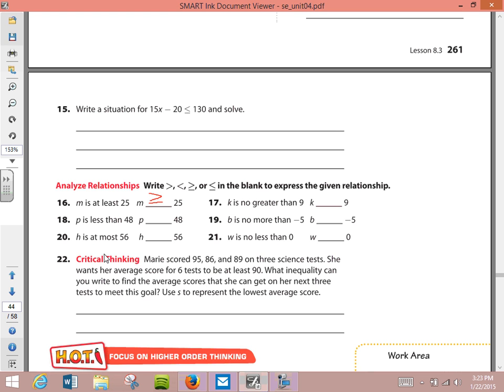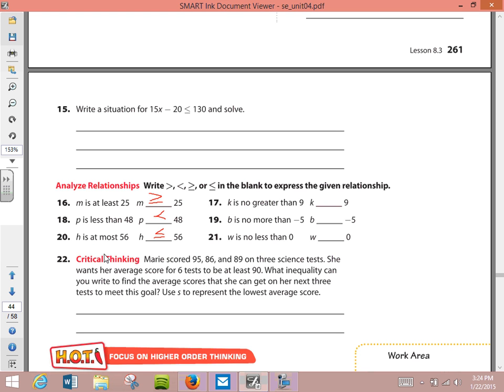The next one is, that's true. K is no. P is less than 48. That's easy. It's just less than. H is at most 56. At most 56. That's less than or equal to. Less than or equal to, right? It cannot be more than that. It has to be less than or equal to.